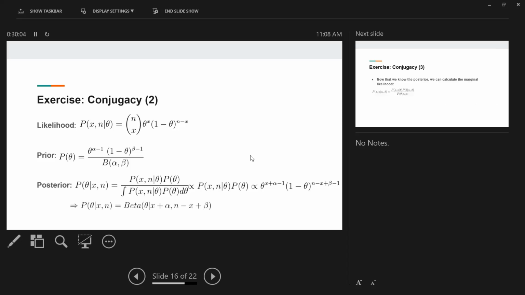And now you can see it has the form of a beta distribution again, and we can fill in the parameters. So if we look at the prior, if we use alpha as alpha, we get alpha minus 1. Here we have minus 1, so the new alpha is x plus alpha. Similar for the new beta.